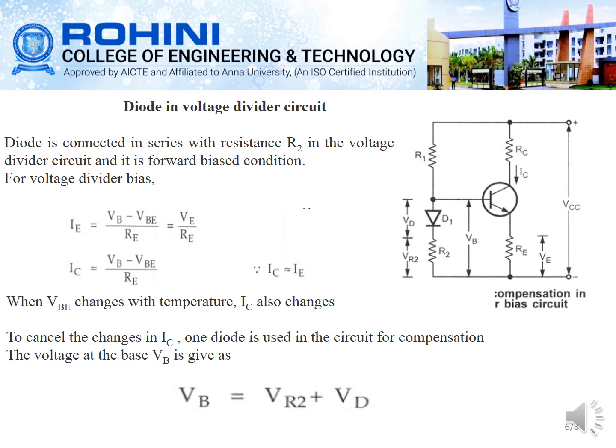For this voltage divider bias, we can see that IE is equal to VB minus VBE by RE, so we get the IC value, since IC is approximately equal to IE. Since only 2% of the base current flows in the circuit, we can say that the collector current will be approximately equal to the emitter current. So whenever there is a change in the base emitter voltage, there will be a change in the temperature, and once again they cancel each other. So we can write this equation as VB is equal to VR2 plus VD.